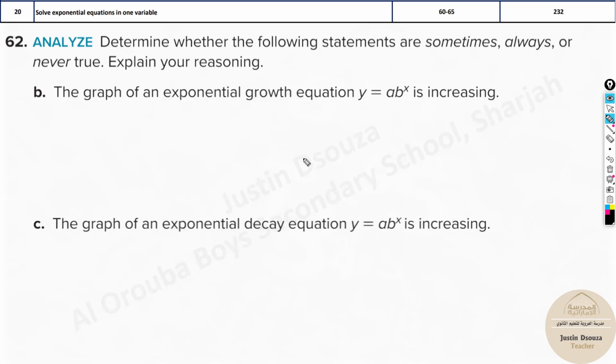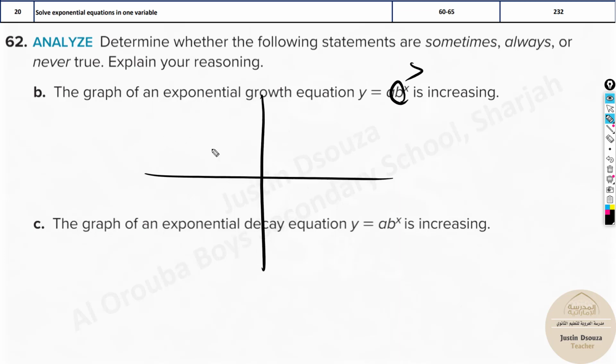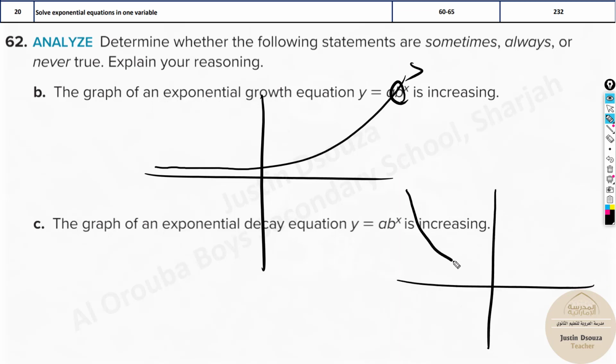Now, here we have the statement about the graph of an exponential growth equation being increasing. See, what is this growth equation? Growth means this b value is always greater than 1, right? So imagine you have growth something like this. That is exponential growth. Now, what is decay? Let's do this also. Decay is like this. It comes down, okay, like this. So these are the exponential graphs. If it is growth, it goes up. If it's decay, it's going down.